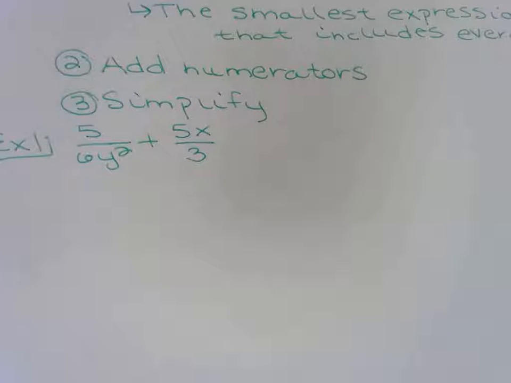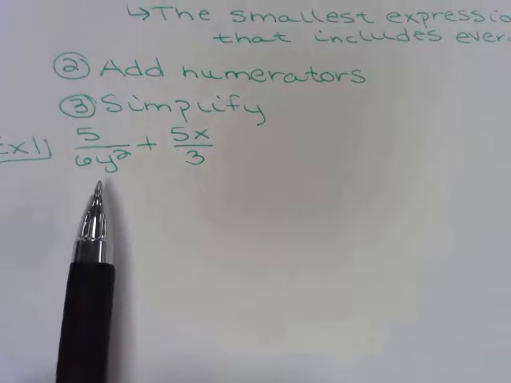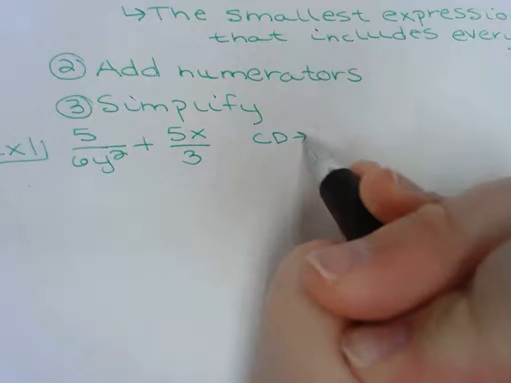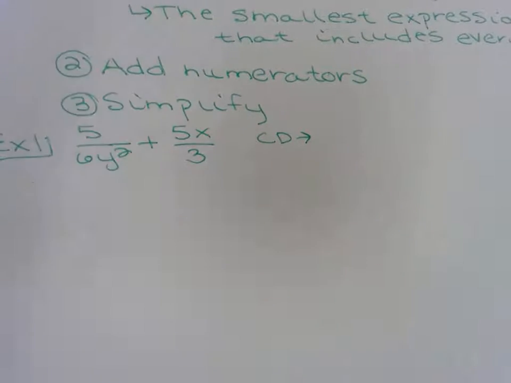So adding and subtracting, we cannot add the numerators together until I have common denominators. So what we need to look at is my two denominators, and I want the smallest thing that both of them can go into. As I look at my two denominators, this is 6y squared, this is 3. When I identify my common denominator, I want the smallest thing that both the denominators go into.